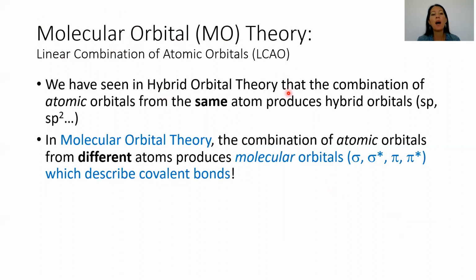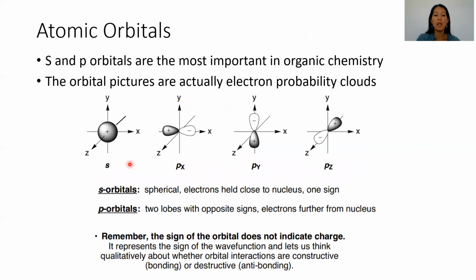It says that you can combine atomic orbitals of the same atom to produce hybrid orbitals like sp, sp2, etc. Molecular orbital theory is different because you're combining atomic orbitals of different atoms. For example, one hydrogen and another hydrogen to produce molecular orbitals to form those actual covalent bonds. We call these sigma, sigma star, pi, and pi star. This describes covalent bonding. Let's just remember s and p's are the most important.